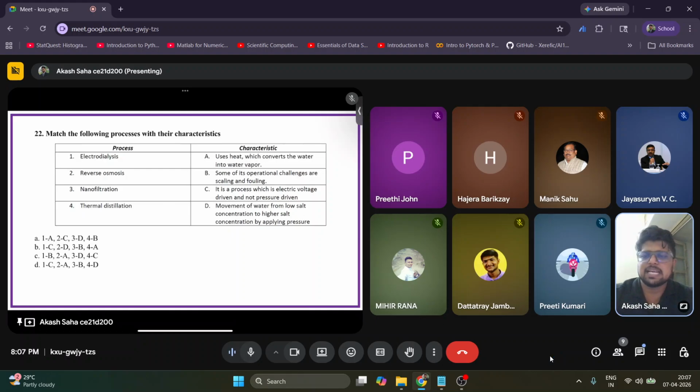Operation challenges are scaling and fouling. Then thermal, obviously some heat will be involved, that means it uses heat to convert the water into vapors. So option B is the correct answer. Right? Next question.